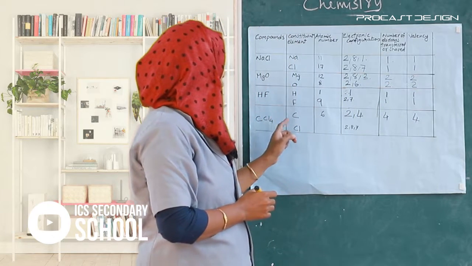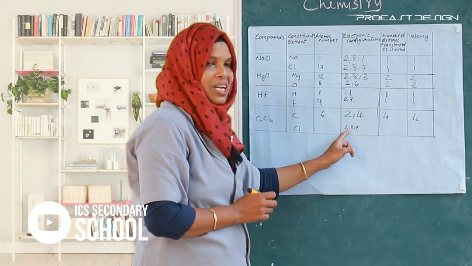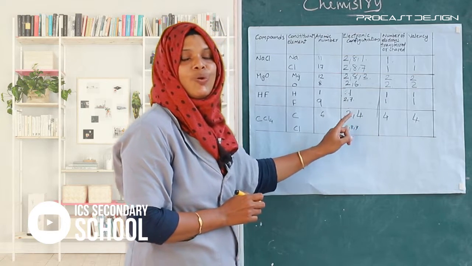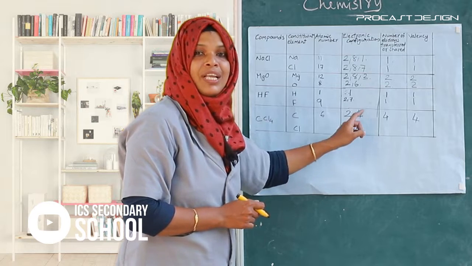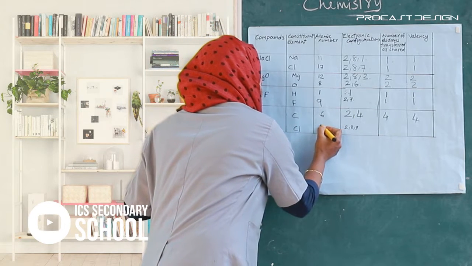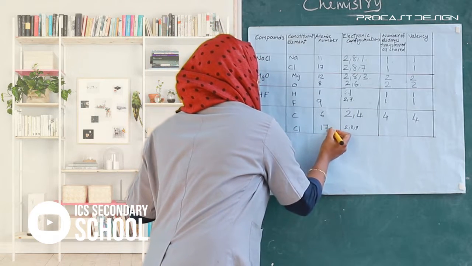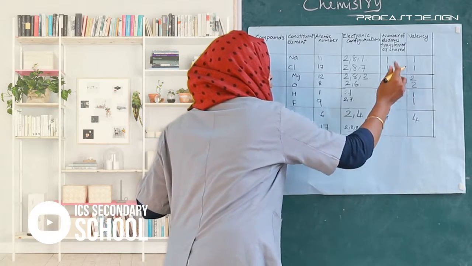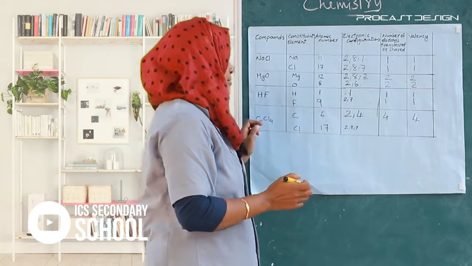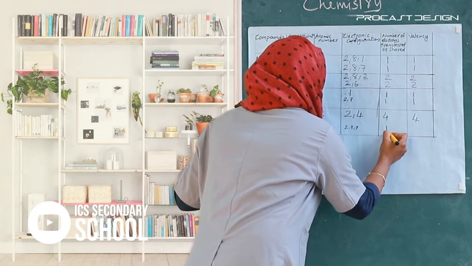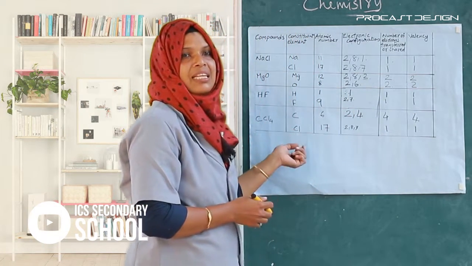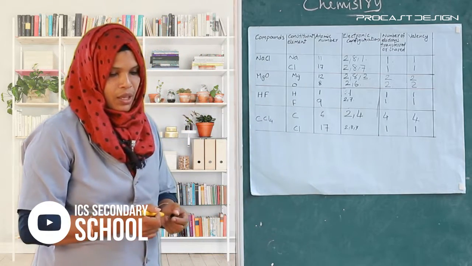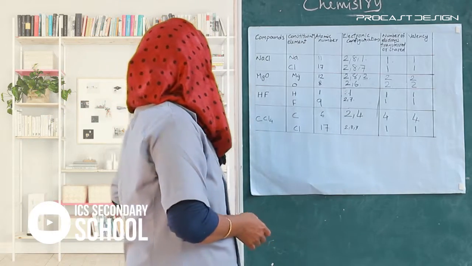Next, consider chlorine. The electronic configuration is 2, 8, 7. Write the atomic number: 2 plus 8 plus 7 equals 17. The number of electrons shared or transferred is 1, and its valency is 1.